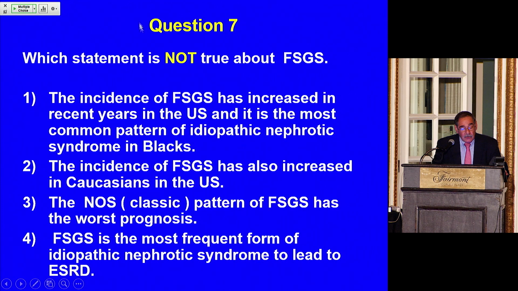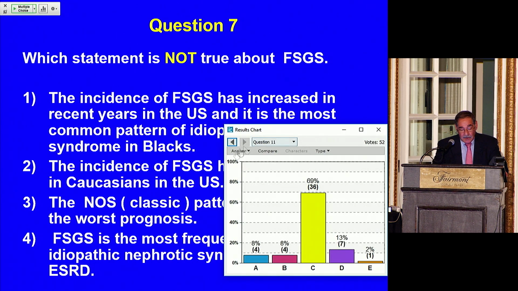Okay, so let's get to our multiple choices. Whoa, this one is just rolling along here. We did it. That was fast. Okay, and the 69%, the majority is always right on these.